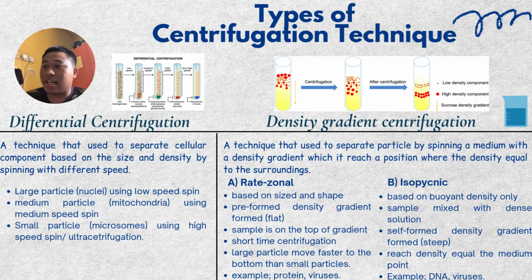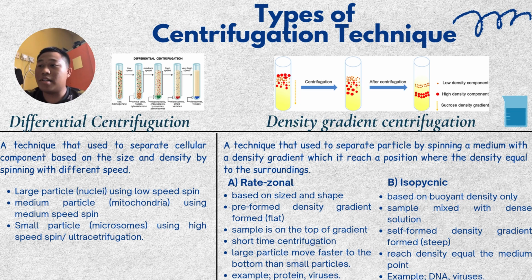Then we move to density gradient centrifugation. It is a technique used to separate particles by spinning in a medium with a density gradient, where the particle reaches a position where its density equals the surrounding. It is divided into two, which are rate zonal centrifugation and also isopycnic.